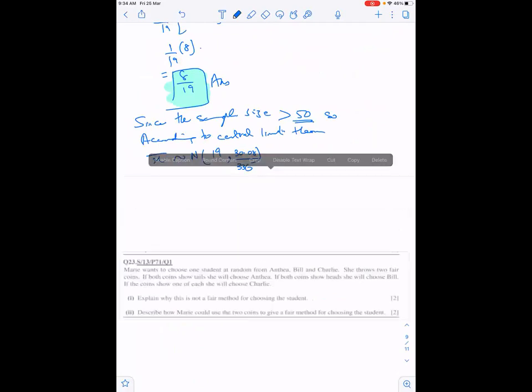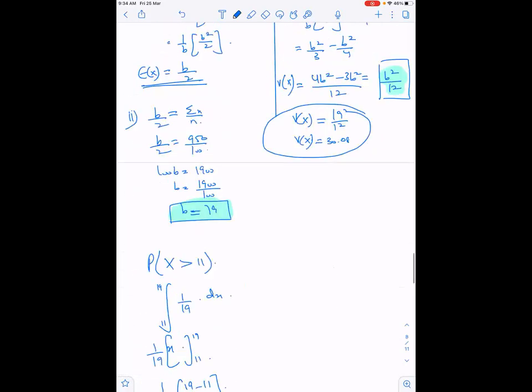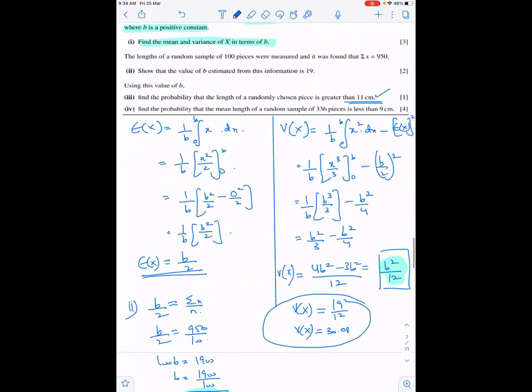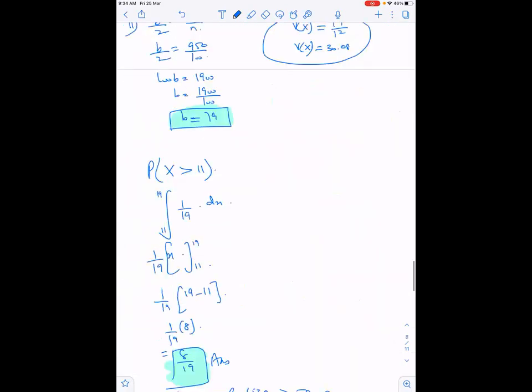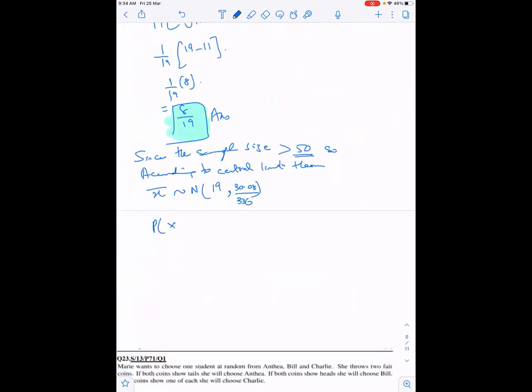We've written the distribution of this. Now we just have to find out the probability. What they are saying is to find the probability that the mean length is less than 9. So you have to find the probability that the mean length is less than 9, equals the probability that z is less than (9 minus 19) upon the square root of 30.08 upon 336, and get the probability. Getting it?